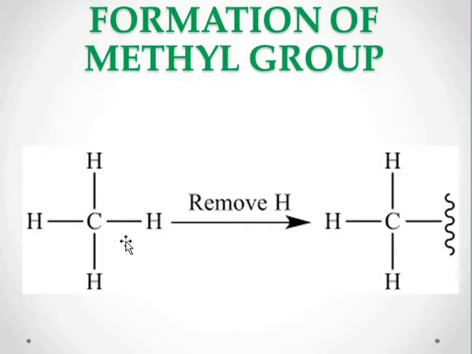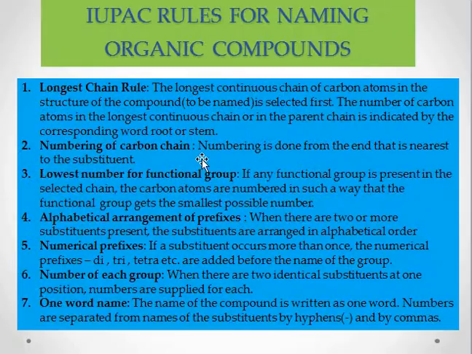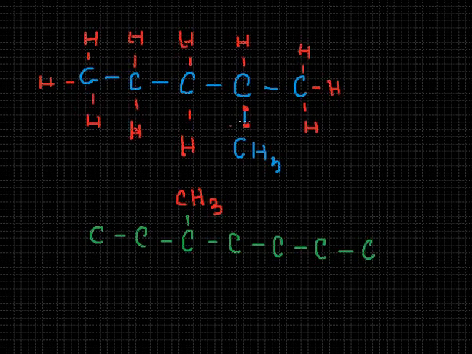So what is the rule? The rule says here that the numbering is done from the end that is nearest to the substituent. So what is the substituent or the functional group nearest? So the functional group is out here. So we are going to number the carbon. So always remember, whenever there's a branch and you see an alkyl group, that alkyl group will take the least number. Now you are going to count.